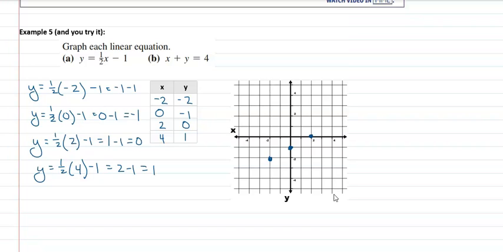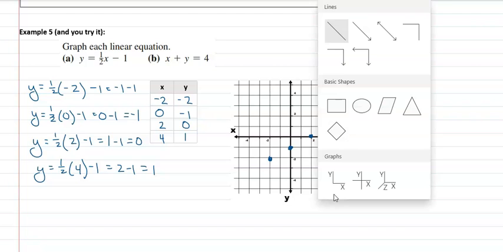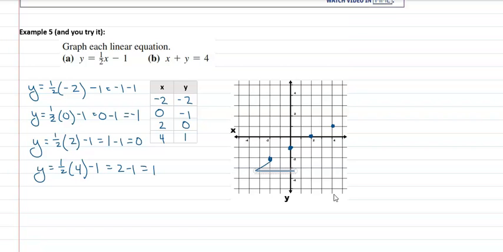So I stay right here. And then 4, 1. Okay? And so then I would take a line and I would draw it through, that did not work very well. It didn't let me put my line through it. But anyway, I would put a line right through those dots there. And a ruler does make it easier.